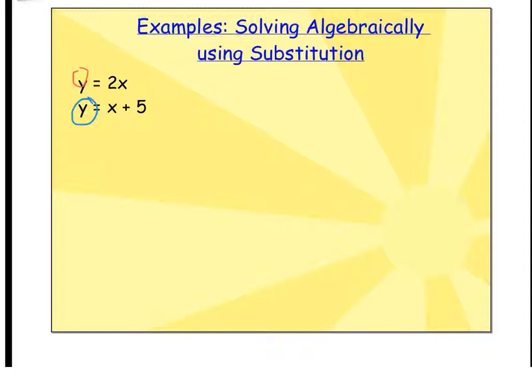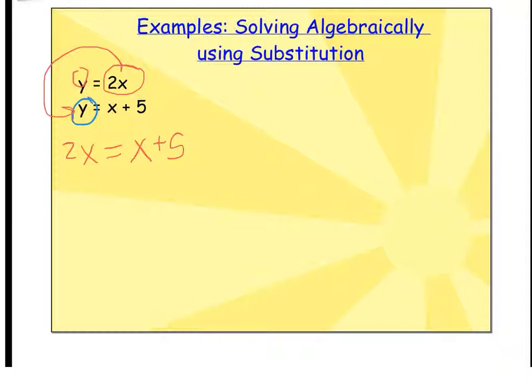So we're going to take what y is equal to. If we look in the top equation, we see that y is equal to 2x. So I'm going to take that, what y is equal to, which is 2x, and I'm going to substitute it in for my y here. So my resulting equation is going to say 2x is equal to x plus 5. Now if you'll notice, the only variable I have in this equation is x. That's good. Now I can solve for x to figure out what it is.